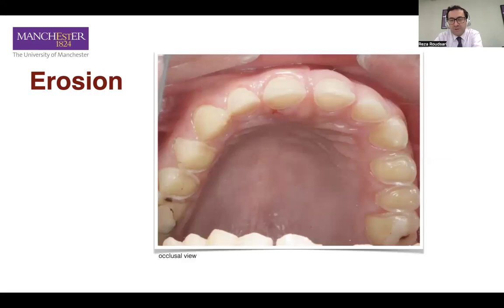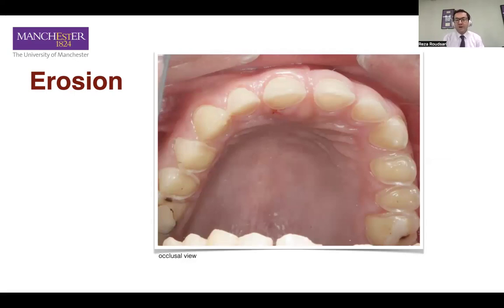And this is an example of the acid attack that you can get in patients. You start to lose morphology of the teeth. And if you look at the anterior teeth, it looks like I prepared them for a 360 veneer or dentin bonded crown. I haven't. This is just what acid, intrinsic acid from the stomach of the patient, has done.